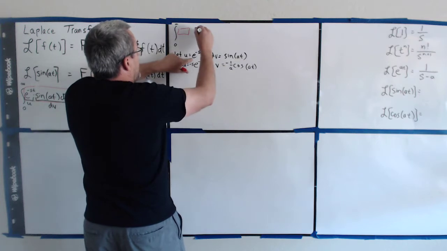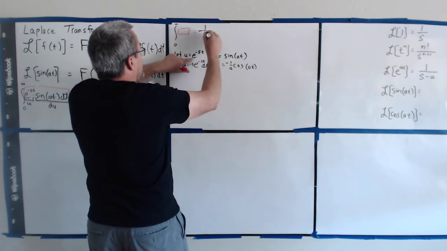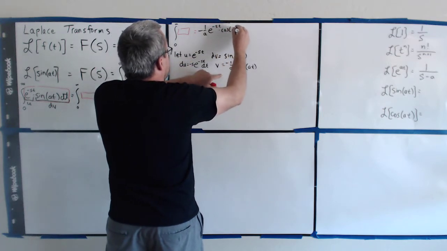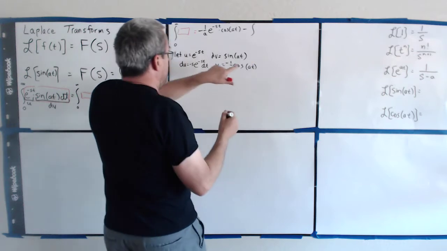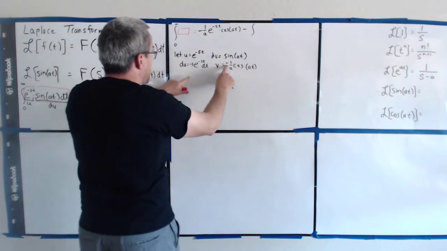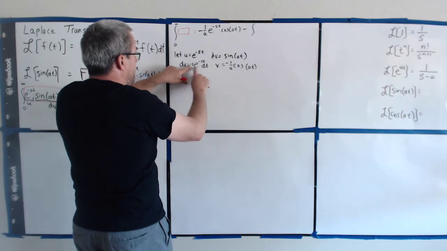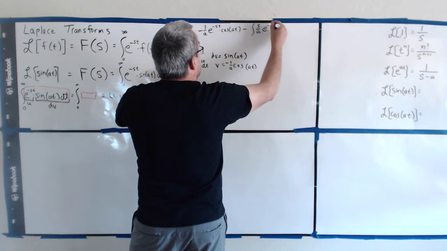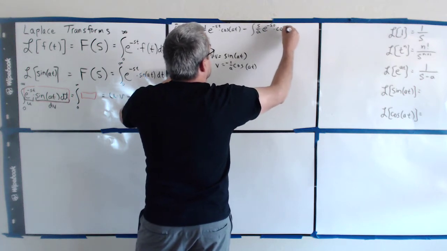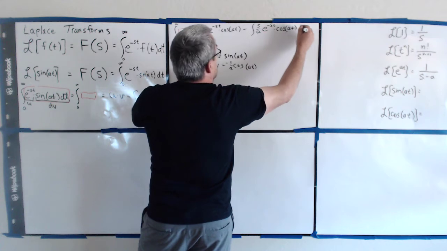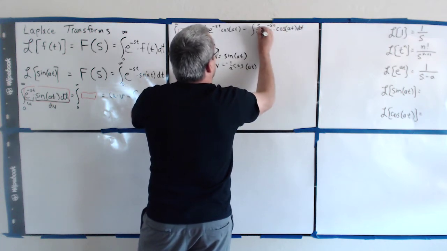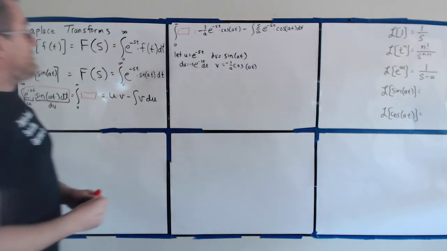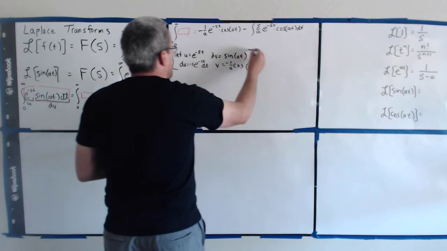So if you don't mind, I'll put negative 1 over a first, e to the minus st, cosine of at, minus the integral of v du. Now negative times a negative, positive. Do you see the s over a? E to the negative st, cosine of at dt. Remember, all s's. There are no 5's here. They're all s's. So there we go. So in our first iteration, we end up with this.